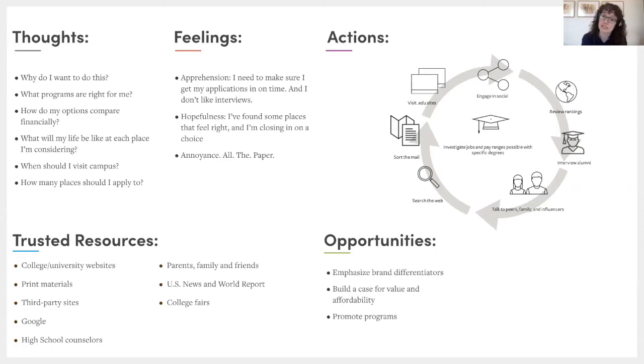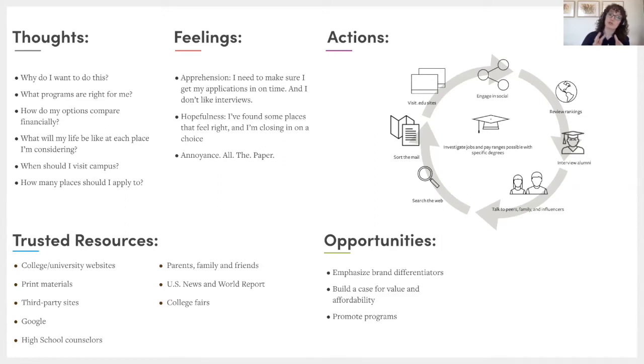So trusted sources of information in this phase include your college and university website, your .edu. We know from our myth-busting research that your website is your #1 digital marketing tool. We know that it's the most trusted source of digital communication with prospective students. But we also know that students are looking at your print material, they're looking at third-party sites, they're Googling. And I mentioned those trusted influencers. That includes parents, it includes family, friends, as well as high school counselors.